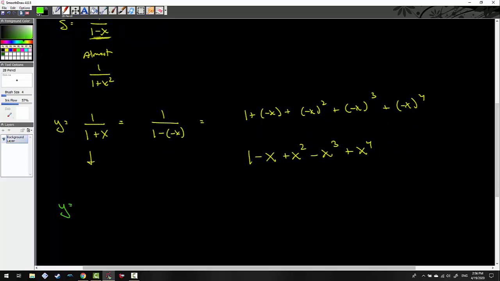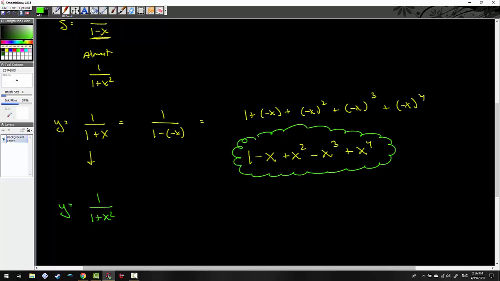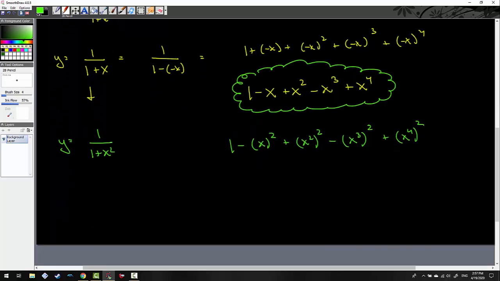Let's call him y equals 1 over 1 plus x squared. So now this guy becomes my baseline for comparison, and all I do is take my x's and square them appropriately. So what I get is 1 minus x squared plus x squared squared minus x cubed squared plus x to the fourth squared. So how does that help me? That gets me 1 minus x squared plus x to the fourth minus x to the sixth plus x to the eighth.